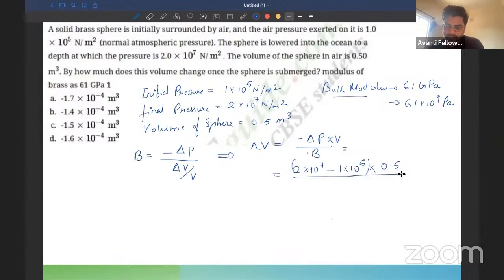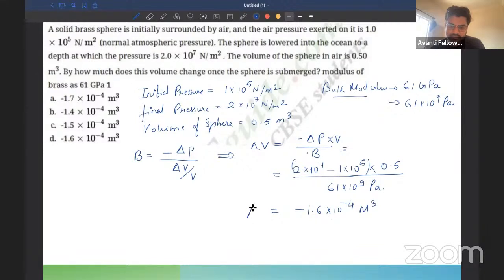0.5, okay, divided by bulk modulus. Bulk modulus कितना दिया है? 61 into 10 to the power 9 pascals. Now if you solve it, solving is your work, right? Answer will come as minus 1.6. I have already done this, that's why I know the answer.